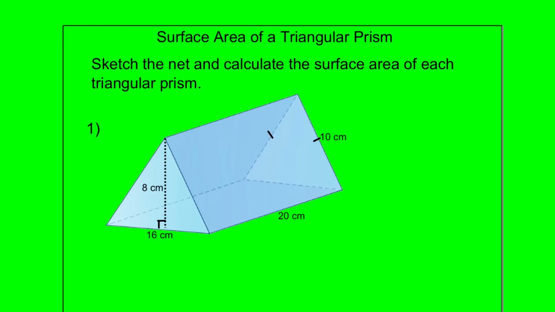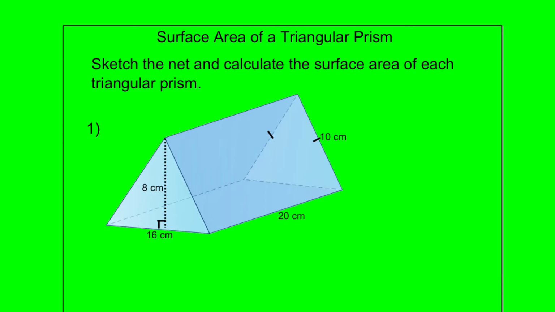We have been studying three-dimensional objects. We have looked at the cube. We have looked at the rectangular prism. Yesterday, we did a review of triangles in order for what we're going to do today. Today, we're going to look at the triangular prism.